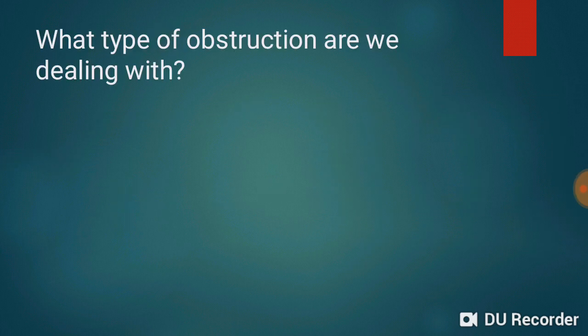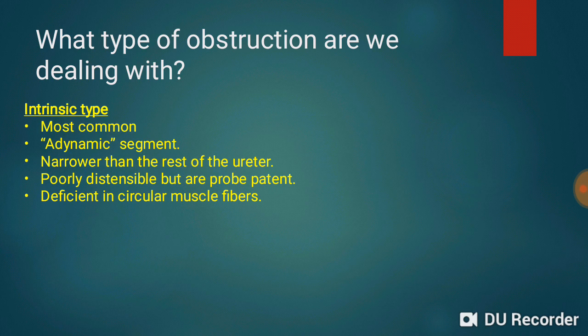Now, what type of obstruction are we dealing with? Once we have diagnosed that there is pelviureteric junction obstruction, we have to know what type of obstruction we are dealing with. It can be an intrinsic type of obstruction. Intrinsic type of obstruction is the most common, because there is an adynamic segment in the ureter, the pelviureteric junction. It will be narrower than the rest of the ureter. It will be poorly distensible. But it is fascinating to see that the probe can be easily passed through this.